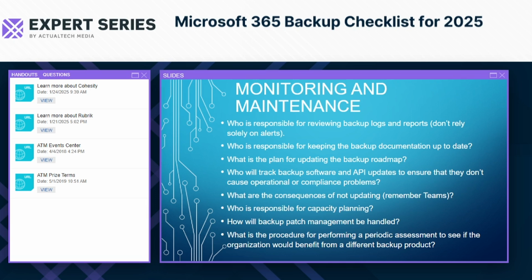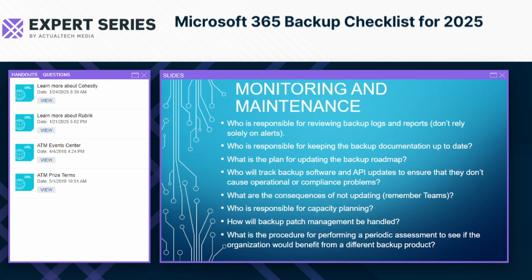Who's going to track backup software and API updates to make sure that they're not going to cause operational or compliance problems? Most of the time when the backup vendors create an update, those updates will address security problems or fix bugs. But I have seen maybe one or two examples over the years where a vendor made an update and it ended up causing some major problems. Maybe a function that an organization relied on was no longer supported, so they removed it from the software, leaving the organization unable to do what they needed to do. And I can think of at least one example that I've seen where a backup vendor made a change and it caused a compliance problem for an organization.